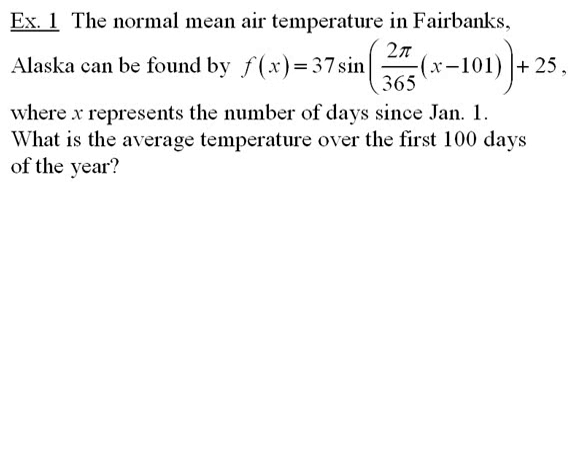In example 1, the normal mean air temperature in Fairbanks, Alaska can be found by the function f of x equals 37 sine of 2 pi over 365 times (x minus 101) plus 25, where x represents the number of days since January 1st. What is the average temperature over the first 100 days of the year? Let's look at a derivation of a formula.